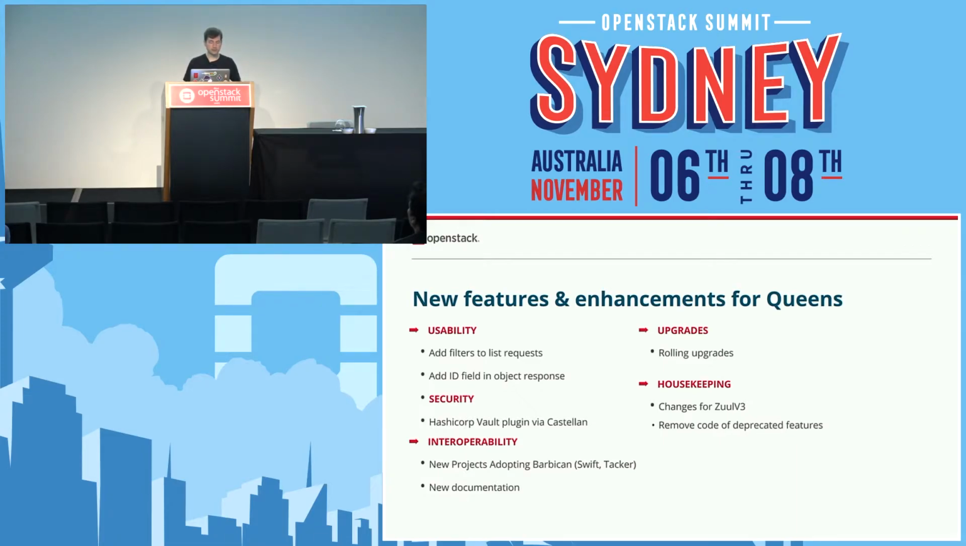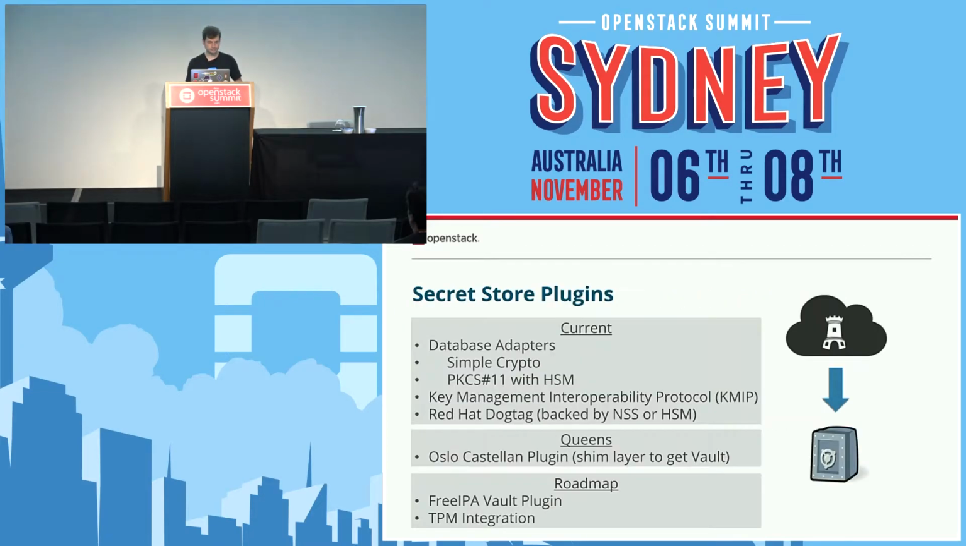In the area of interoperability, we want to work with other OpenStack projects, and currently Swift and Tacker are looking to release Barbican compatibility during the Queens cycle. And we're always looking for new documentation. For Barbican upgrades, we currently support offline upgrades. That was new to the Pike release. For the Queens release, we're looking for rolling upgrades while Barbican's still running. And in the Queens cycle, like all projects, we have some housekeeping to take care of, including interoperability with the new gate software, Zuul version 3, and to remove the code for some features that we deprecated in previous cycles.